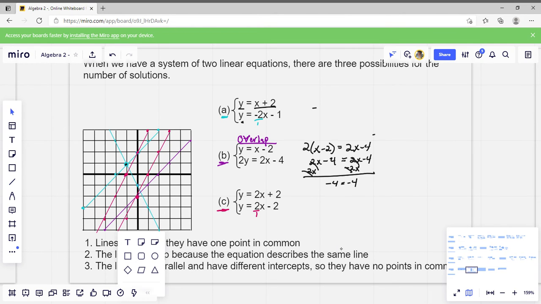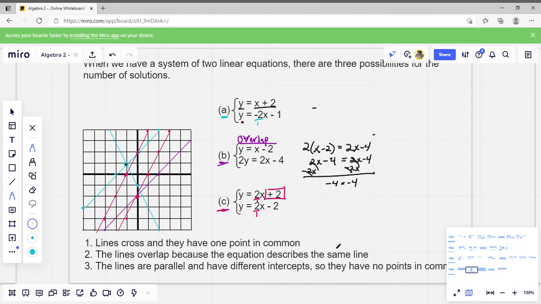They're parallel lines. And we can tell that because their slopes are the same. This one's slope is 2 over 1, and this one's slope is 2 over 1. And these points are not the same. Okay, so their y-intercepts are not the same. That means they're going to be parallel lines.